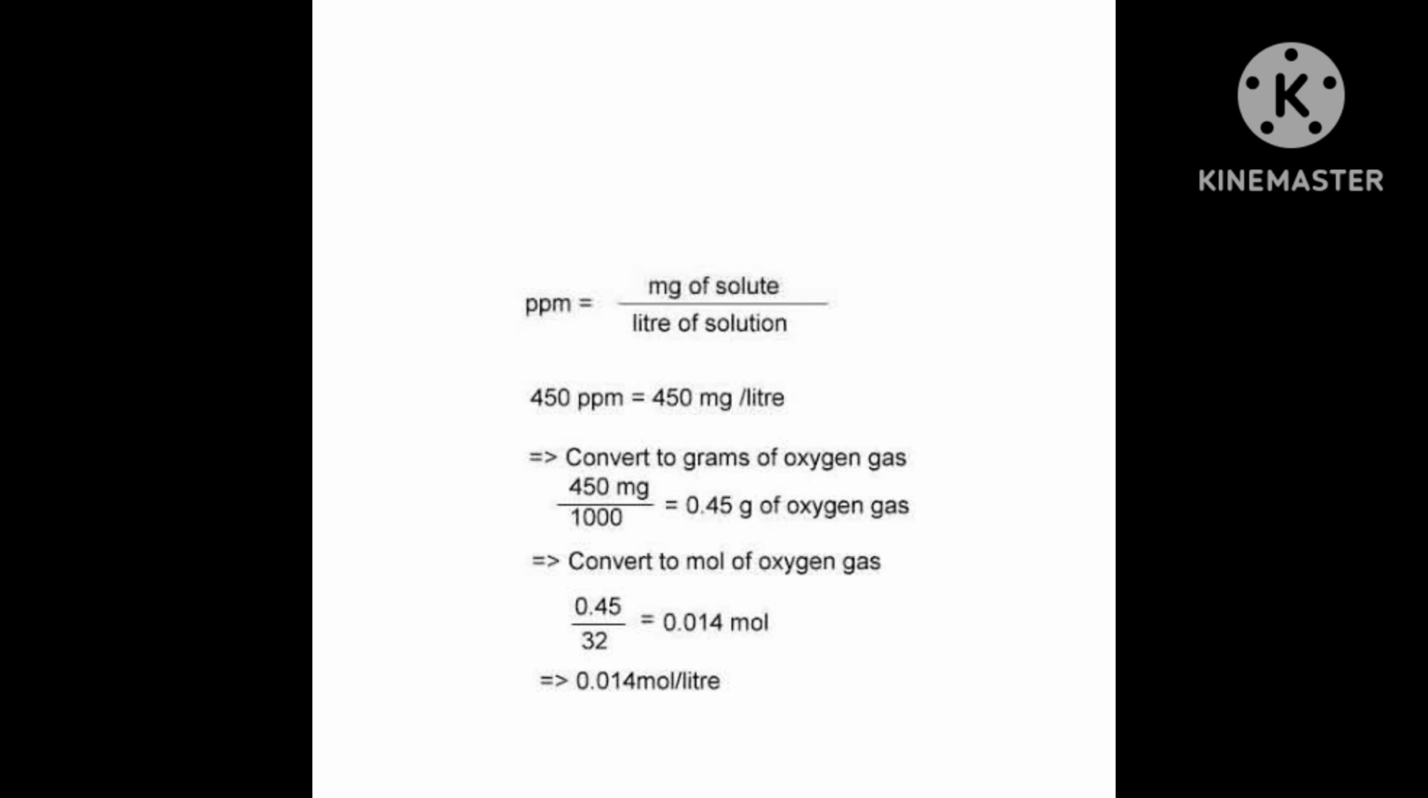Here for KCl, K is 39 and Cl is 35.5. Add both, 39 plus 35.5: 39 plus 35 is 74, and with the 0.5 you get 74.5. So 74.5 gram of KCl means 1 mole.